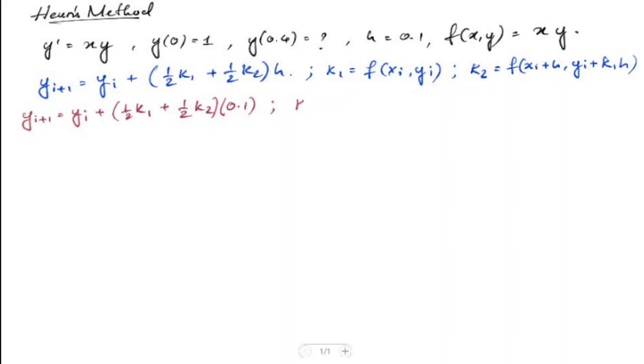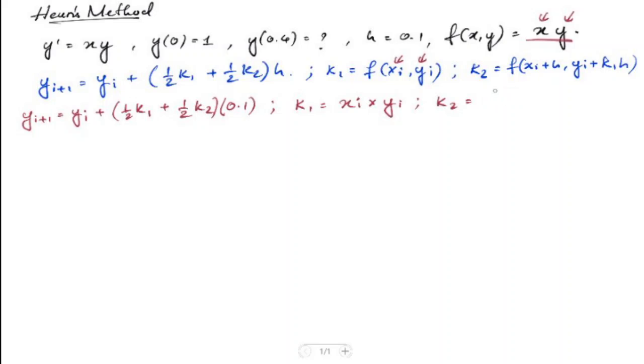Now for k1, we have to find out the function at x i, y i. So our f of x comma y is x times y here. So we can just take x i times y i for it, just replacing these values here by these values here. So instead of x we have x i, and instead of y, y i. So we have x i times y i.